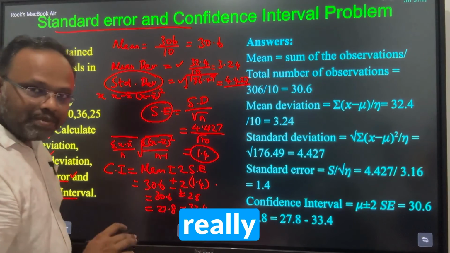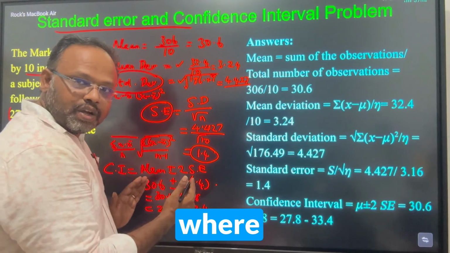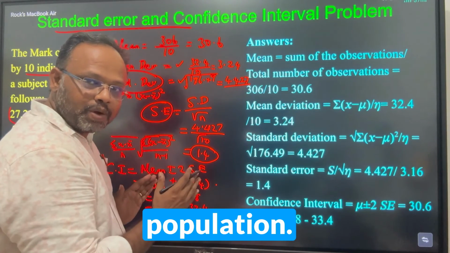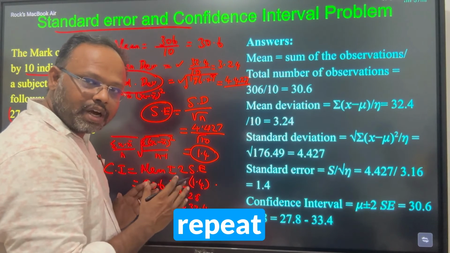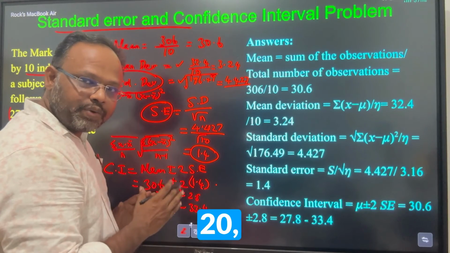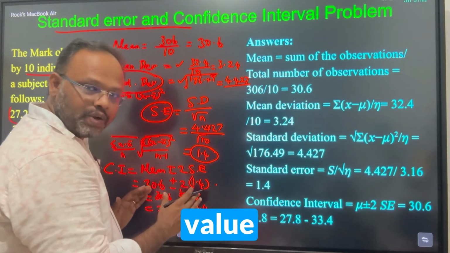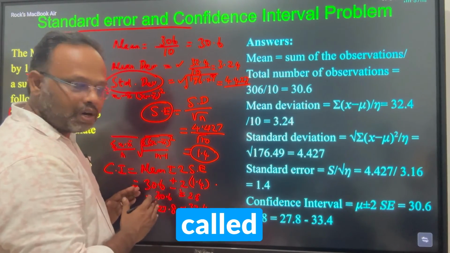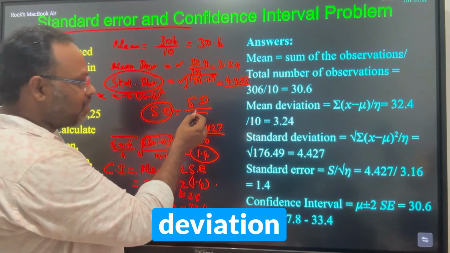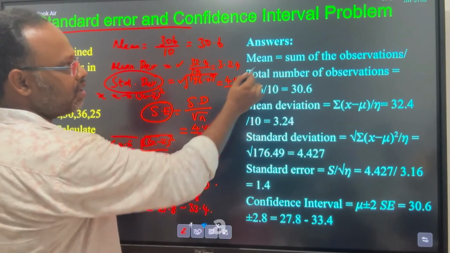So what it really means is, it is the interval where you believe the true mean of the study population lies if you repeat 100 times, and the chance of you being wrong will be 1 in 20, that is 5 percent. So 95% of the times you are confident that the true value lies somewhere between these values. This is called the 95% confidence interval. Here we have used the formula standard deviation by root of n, and mean plus or minus 2 standard errors, since it is a mean.